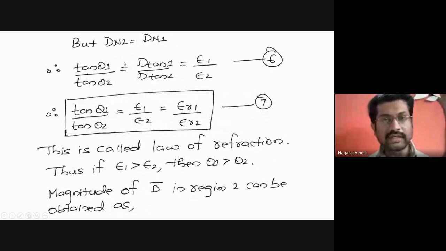But we know Dn2 is equal to Dn1. Just now we took here Dn2 is equal to Dn1, or Dn1 is equal to Dn2.